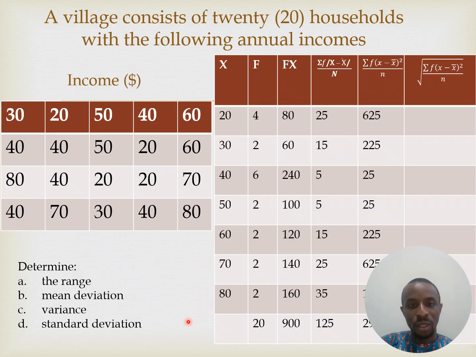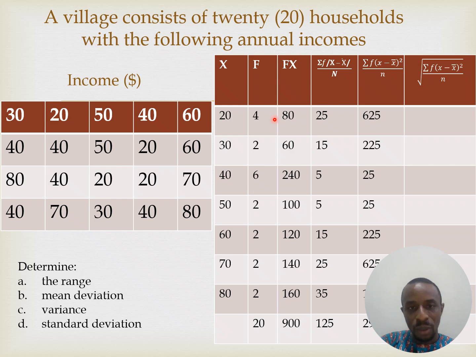Now, to get the range, that will be 80 minus 20. That's $80 minus 20, which will give us $60. And for mean deviation, remember the formula for mean deviation is summation, and because frequency is involved, we create an additional column for mean deviation, which is summation f times absolute x minus x bar over n. But we need to get x bar first, which is the arithmetic mean. So we use the formula summation fx over n.